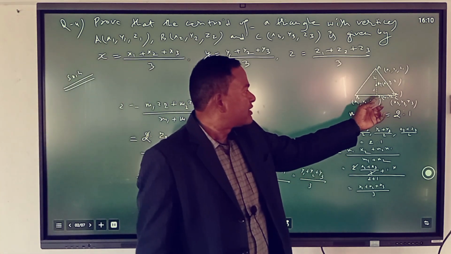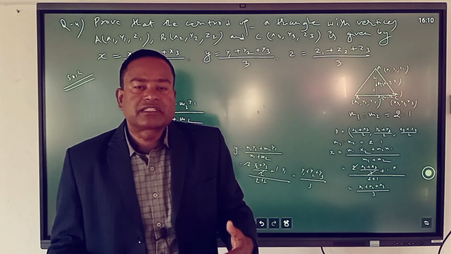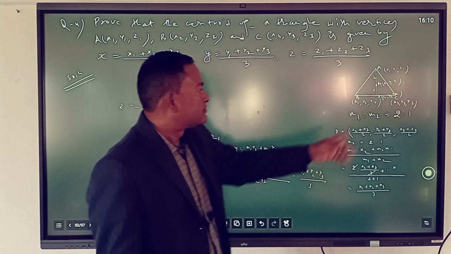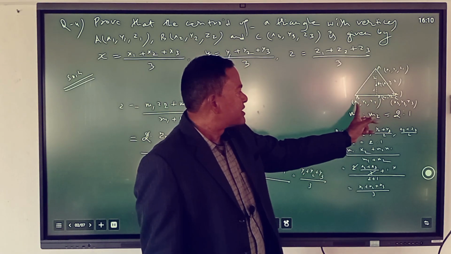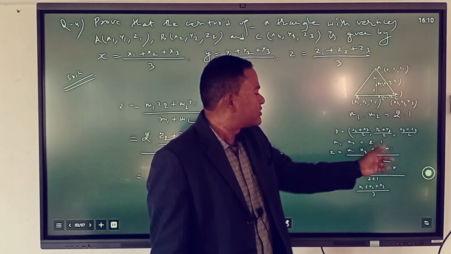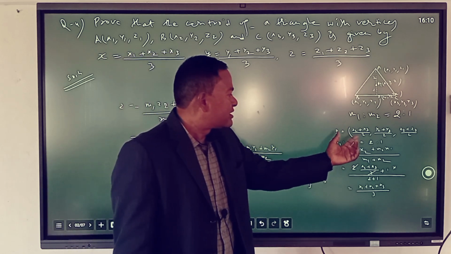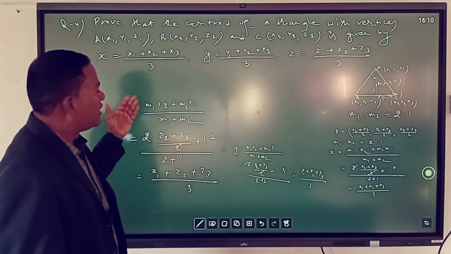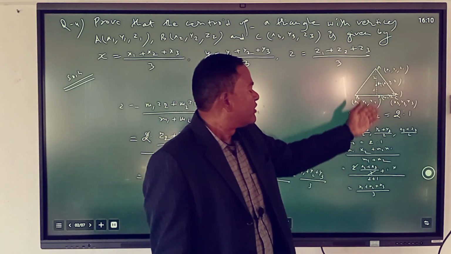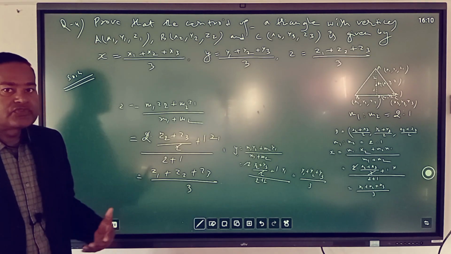So at first we find out the coordinates of the point D, which is the midpoint of BC. According to the midpoint formula, the x coordinate is equal to x2 plus x3 divided by 2. Similarly, the y coordinate and z coordinate we find by using the midpoint formula. Then after getting the coordinates of D, we take the ratio 2 is to 1, and by using the section formula, we get the x coordinate, y coordinate and z coordinate of the centroid of the triangle.